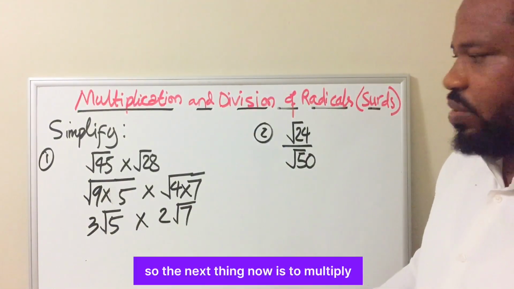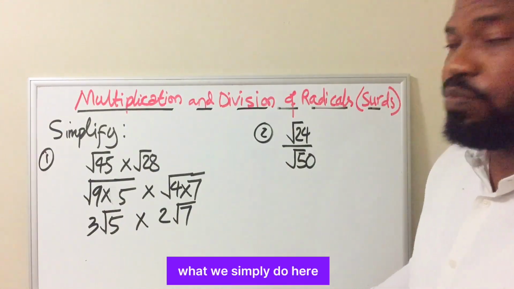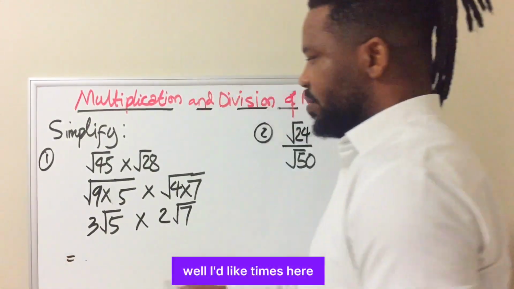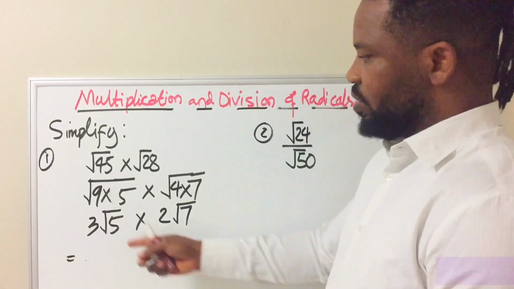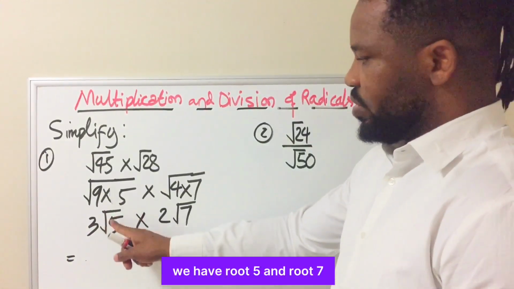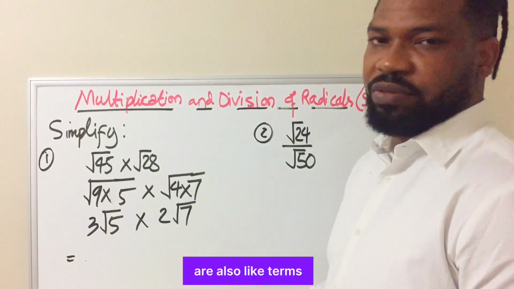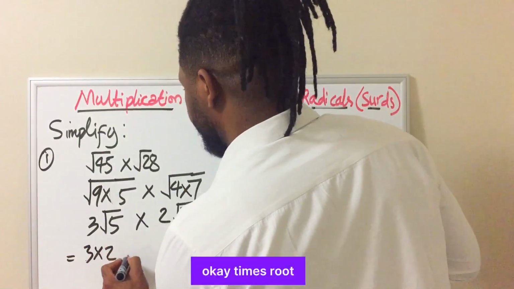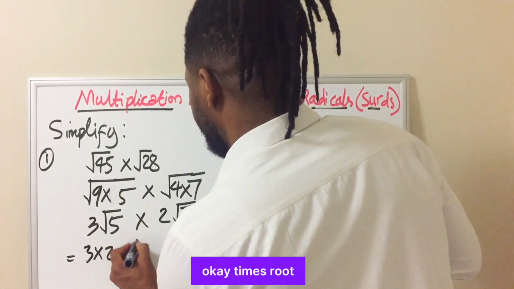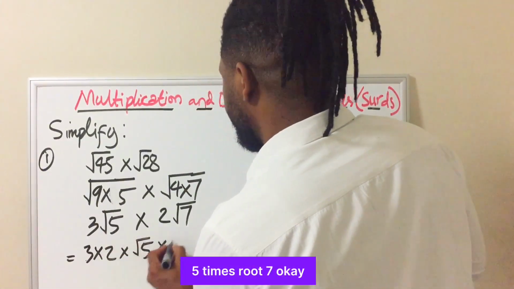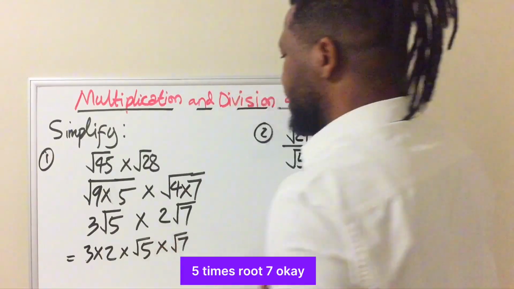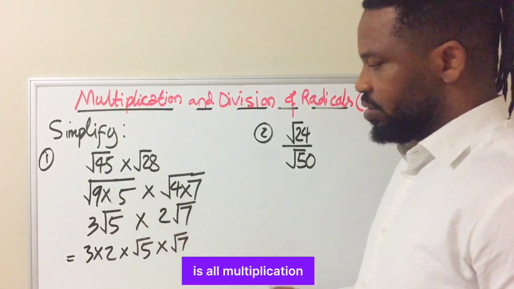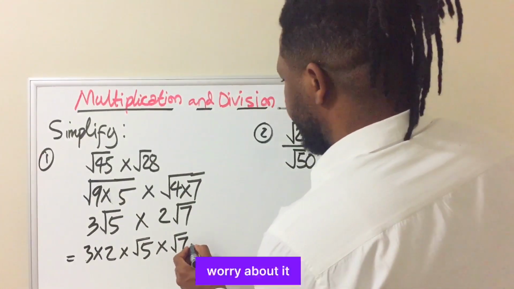So the next thing now is to multiply. What we simply do here is multiply like terms. It's as simple as that. What are the like terms here? 3 and 2 are like terms, and root 5 and root 7 are also like terms. So we have 3 times 2, times root 5 times root 7. All you have here is multiplication, so don't worry about it.